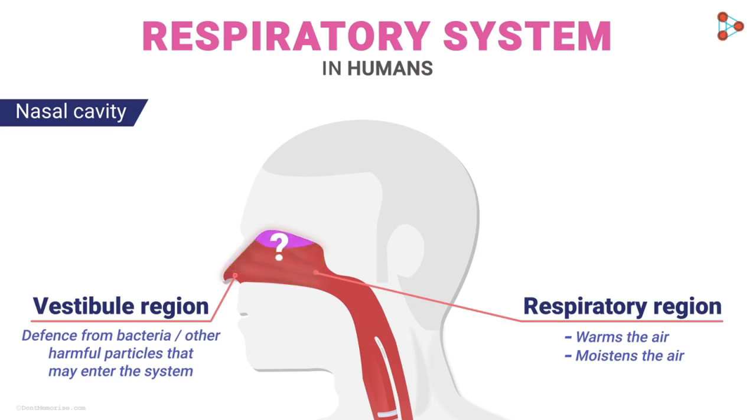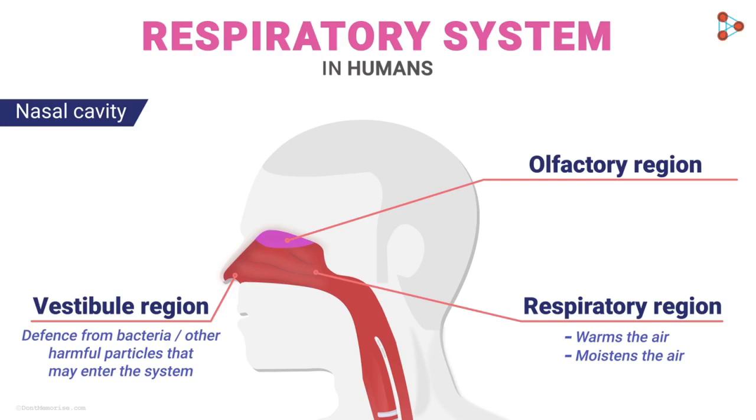Now, what do you think the third chamber would do with the air? Well, the name olfactory says it all. The region is responsible for the sense of smell. It contains highly sensitive cells which send the received signal to the brain and help in identifying the smell.